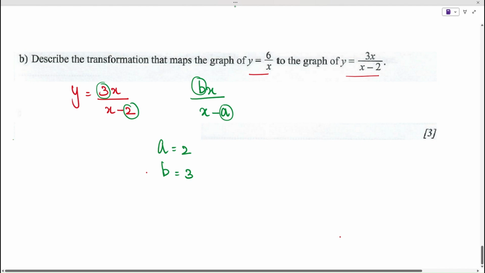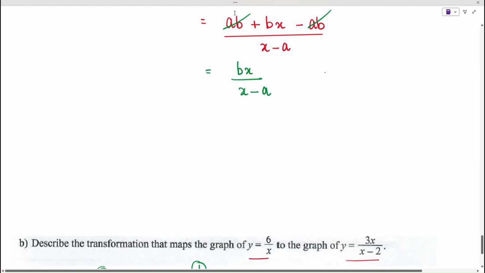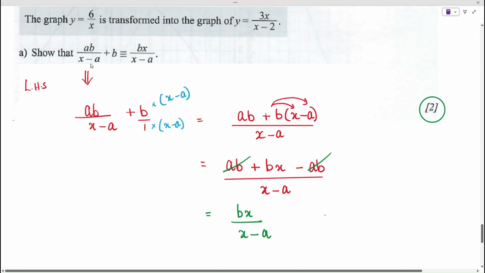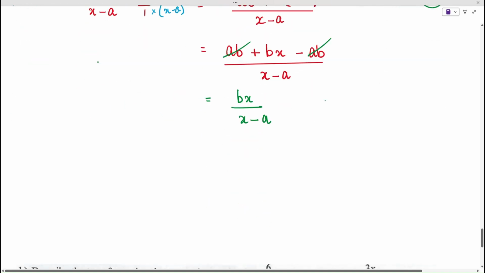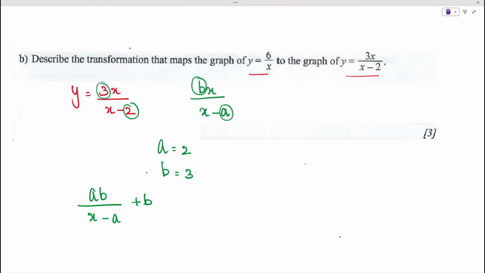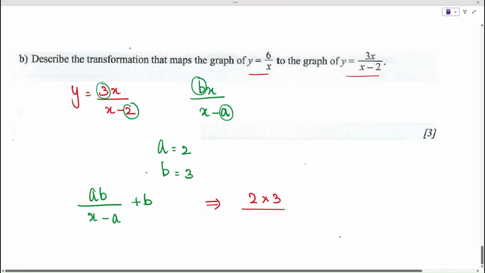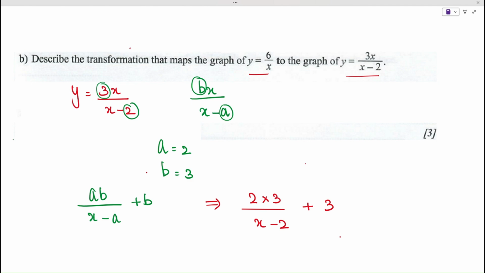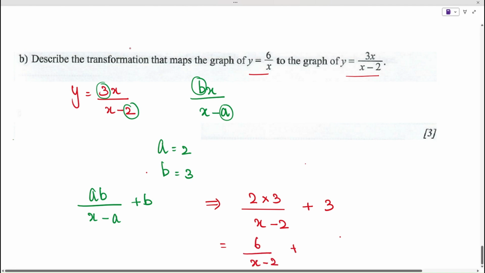Now, since we know our values for a and b, we can plug these into the first part of part A, which has the fraction ab over x minus a, plus b. When substituting our values, we have 2 times 3 over x minus 2, plus 3. And so if we simplify this down, we get 6 over x minus 2, plus 3.